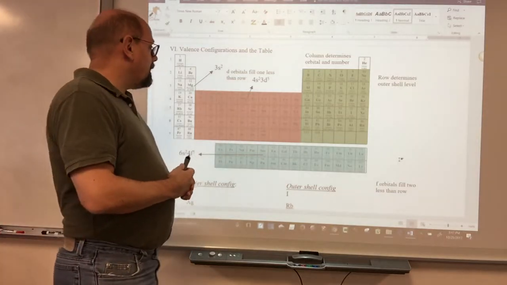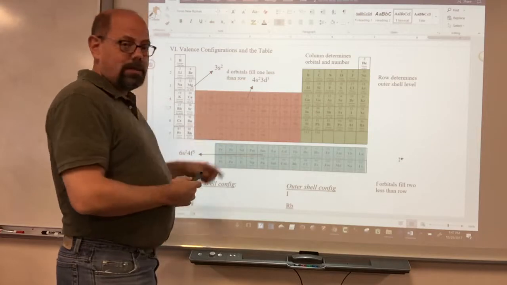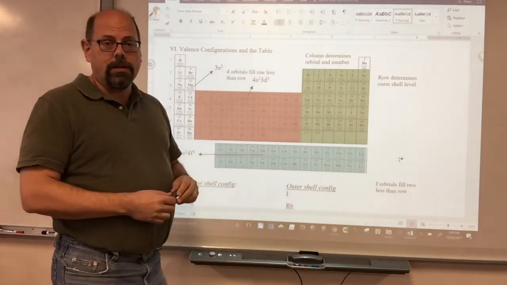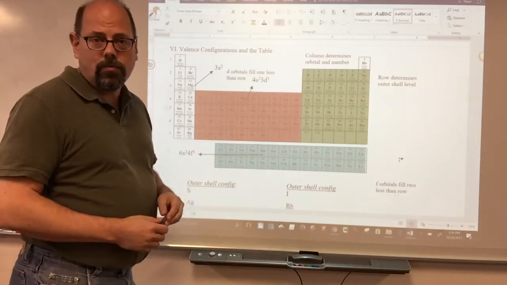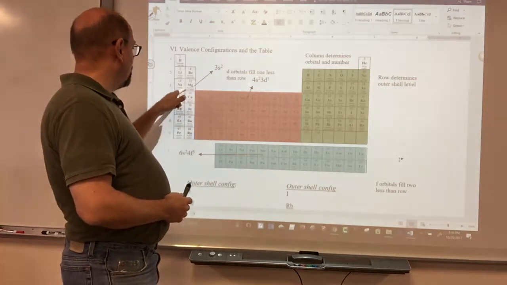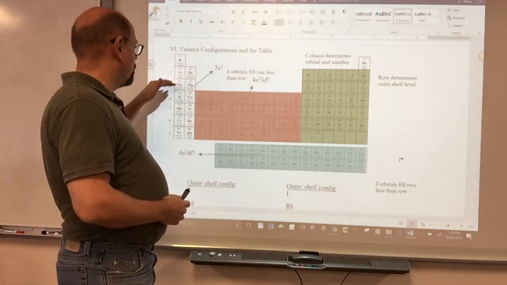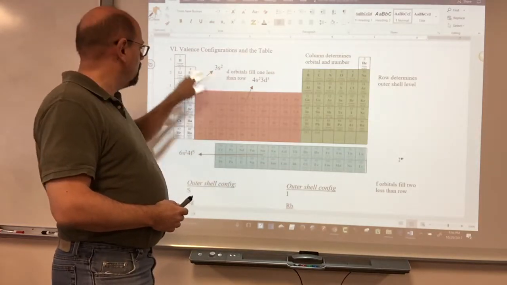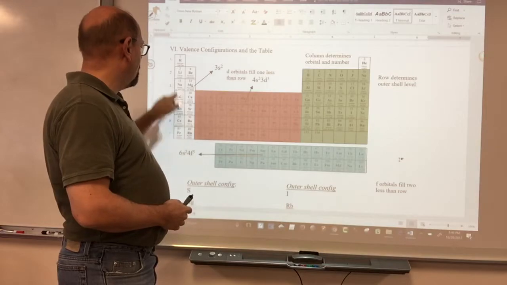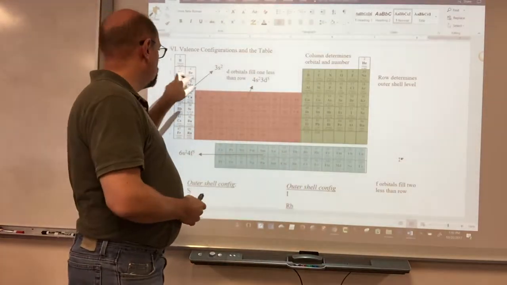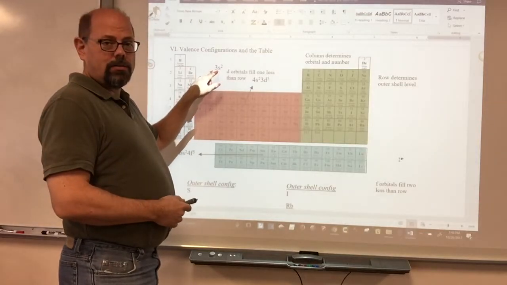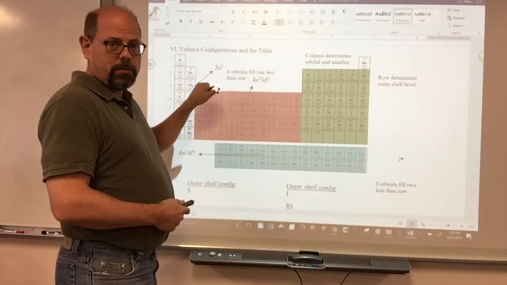So what you may start to recognize now that you've written some of these out is that whatever the row is, that's the outermost electron. That's the last couple of electrons that you've written. For instance, if I look at magnesium, because it's down here in the third row, the last two electrons written were 3s. This is the s area, right? 1s2, 2s2, 2p6, 3s2. So the outermost electrons are the important ones. That's the one I want you to be able to find.